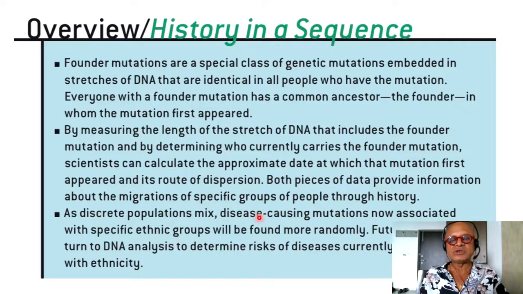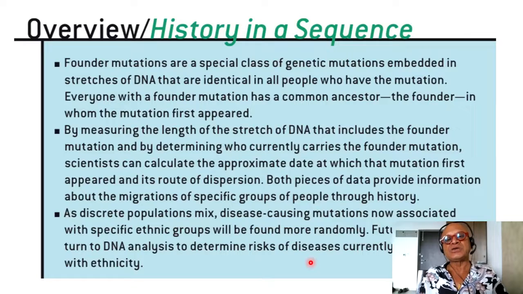As discrete populations mix, disease-causing mutations now associated with specific ethnic groups will be found more randomly. So in general, let's say Africans are more susceptible to sickle cell disease, which we'll discuss. Then they mix with other populations. Then the doctor has to look at the DNA instead of just relying on the ethnic group from which they come. Future medicine will turn to DNA analysis to determine risks of disease currently associated with ethnicity.